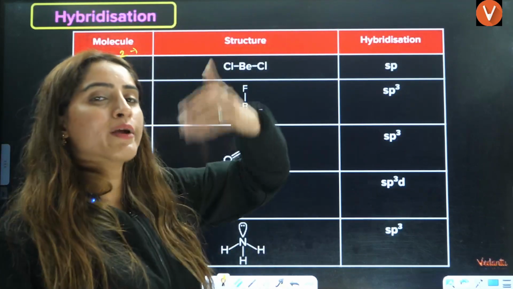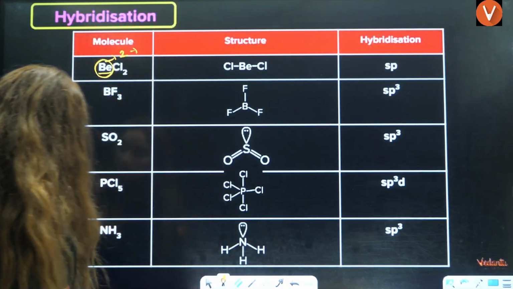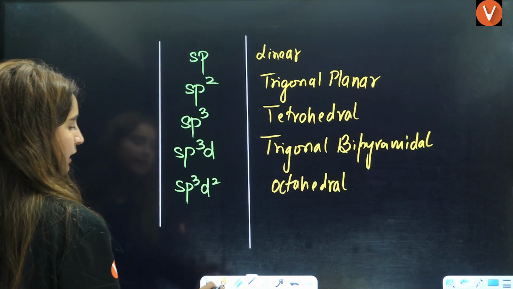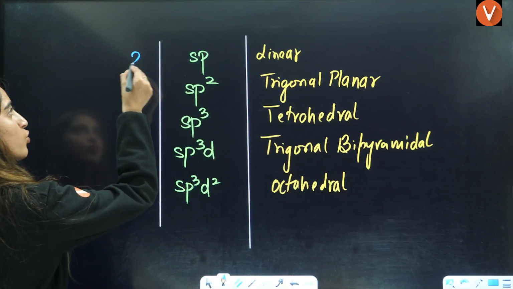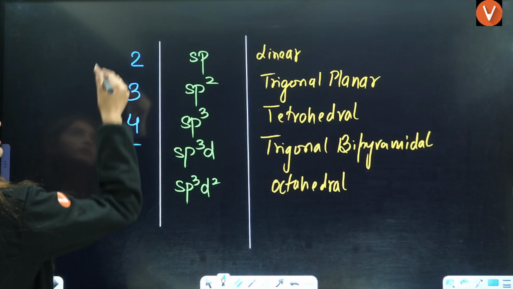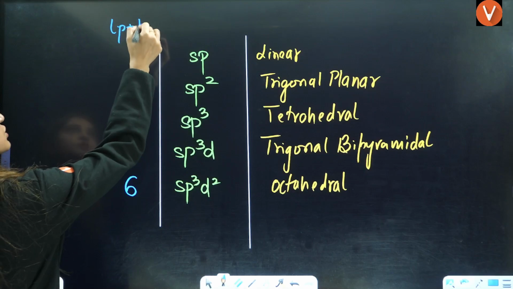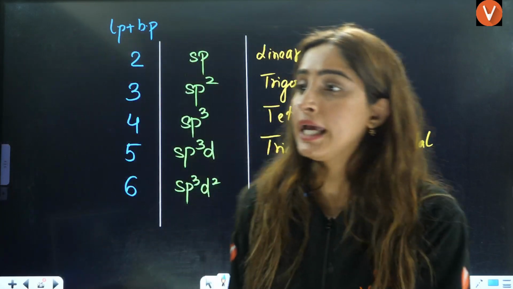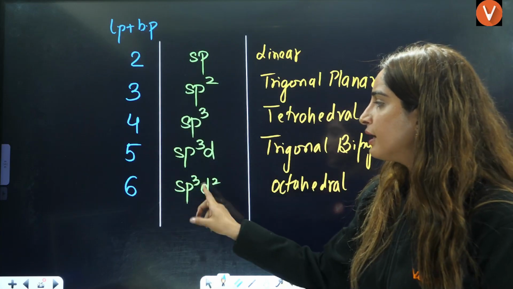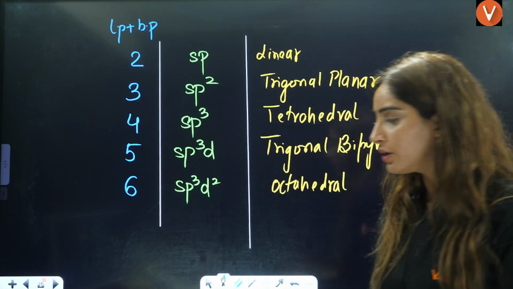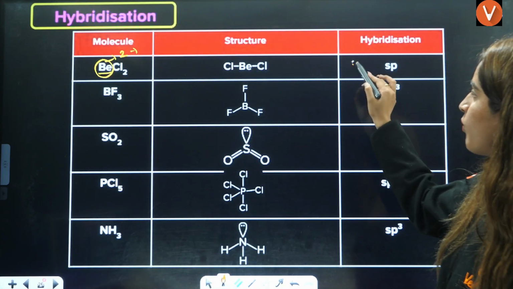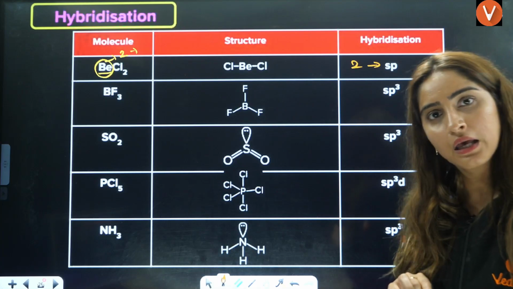Now, ma'am, how can you tell the hybridization from here? One more thing you draw here: 2, 3, 4, 5, 6. What is this? Lone pair plus bond pair. If lone pair plus bond pair is 2, sp; 3, sp2; 4, sp3; 5, sp3d; then 6, sp3d2. Understood? Now, here lone pair plus bond pair is 2, so hybridization is sp.